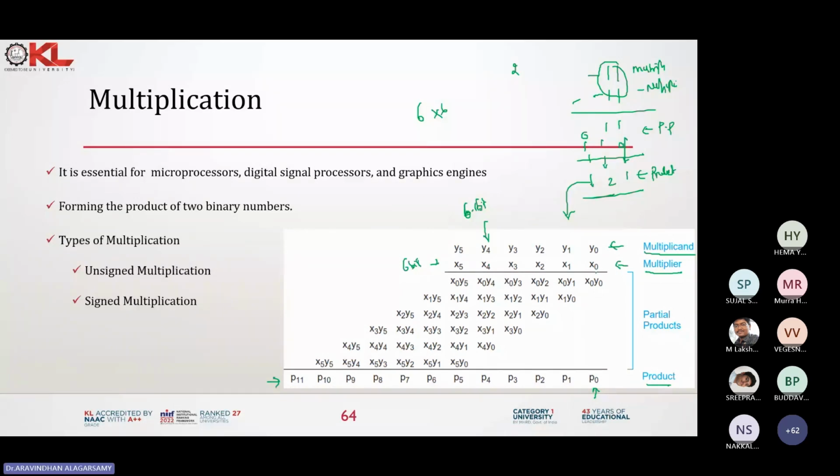See, x0 will be taken. It is multiplied with every element: x0 y0, x0 y1, x0 y2, x0 y3, x0 y4, x0 y5. Done, as in a multiplication.